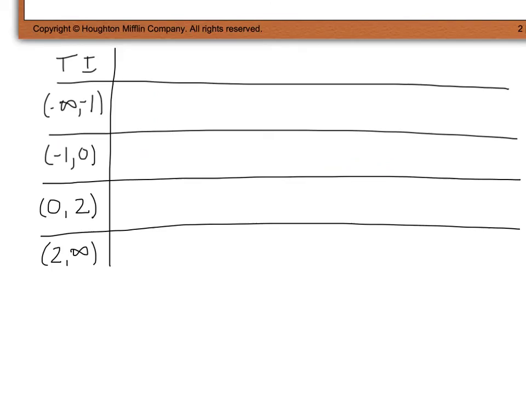So my test intervals are going to be from negative infinity to -1, -1 to 0, 0 to 2, and 2 to infinity. Then I'm going to pick some arbitrary x value that falls within those intervals. Here I'm going to pick -2. Between -1 and 0, I'll do -1/2. Between 0 and 2, I'll pick 1, and between 2 and infinity, I'll pick 3.